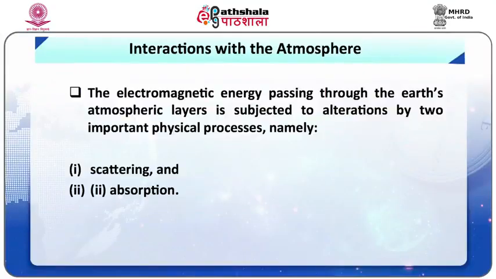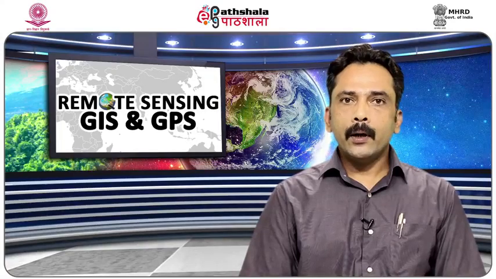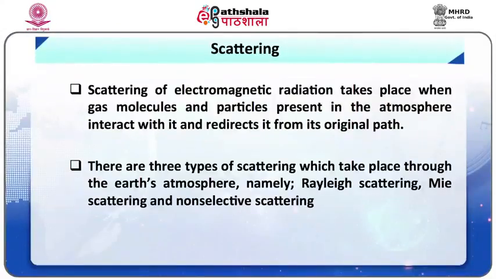The electromagnetic energy passing through the Earth's atmospheric layers is subjected to alterations by two very important physical processes, namely scattering and absorption. Now let us take a look at scattering. Scattering of electromagnetic radiation takes place when gas molecules and particles present in the atmosphere interact with it and redirect it from its original path. Refer to figure number 6. The amount of scattering depends on several factors, including the wavelength of the radiation, the abundance and size of the particles or gases, and the distance the radiation travels through the atmosphere.